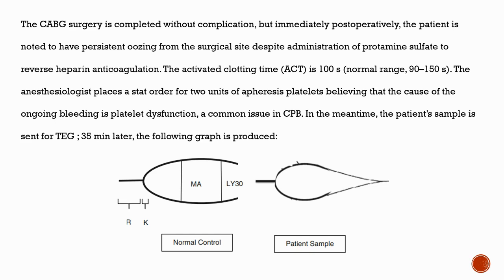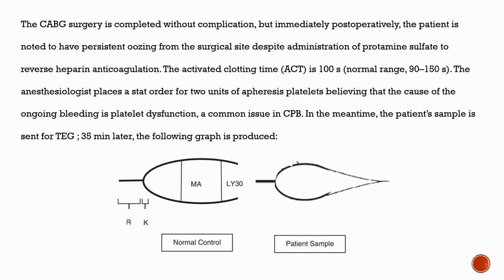The anesthesiologist places a stat order for 2 units of single donor platelets, assuming that the cause of the ongoing bleeding is platelet dysfunction, which is a common issue in cardiopulmonary bypass. Meanwhile, the patient's sample was sent for a TEG, and this was the TEG reading.